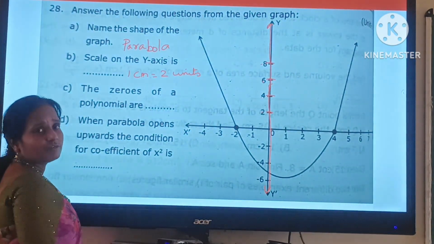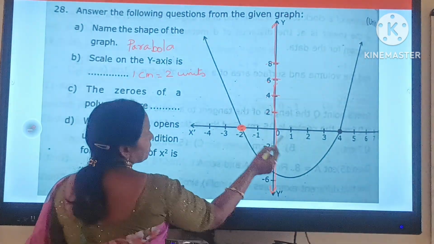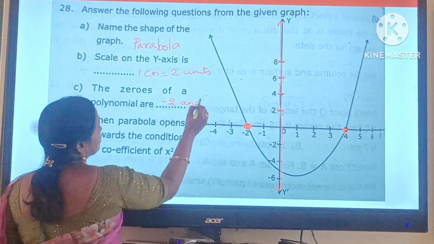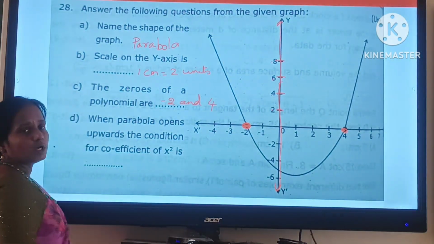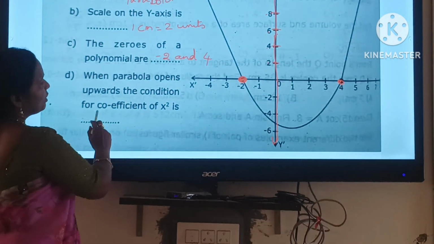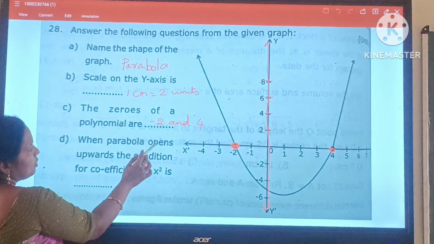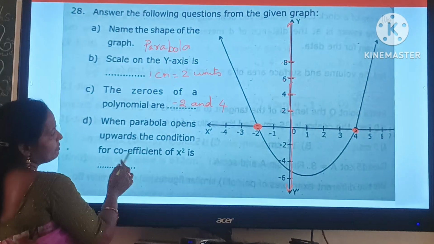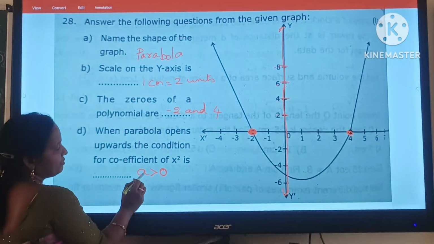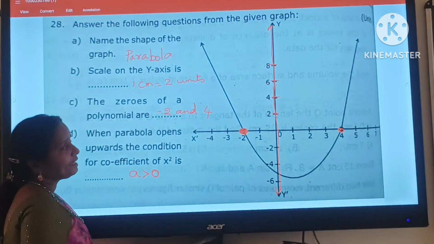The zeros of the polynomial. What are the zeros? It is intersecting at minus 2 and 4. So minus 2 and 4 are the zeros of the polynomial. When the parabola opens upward, the condition for the coefficient of x square is a is greater than 0. If a is greater than 0, the parabola opens upwards.